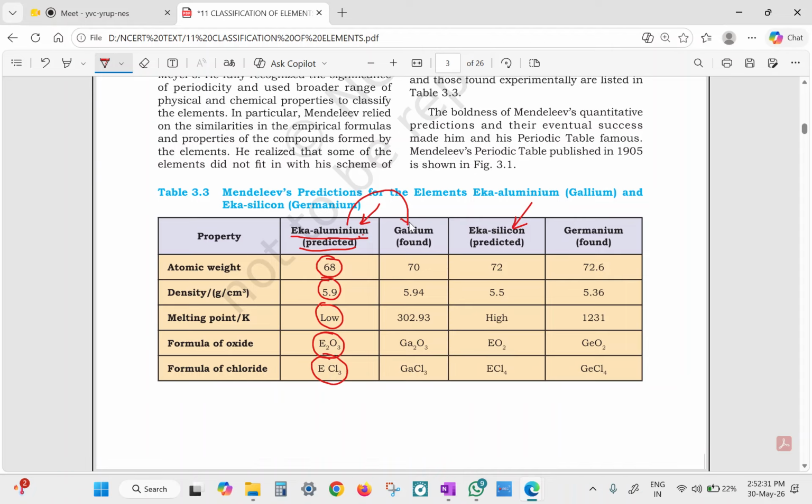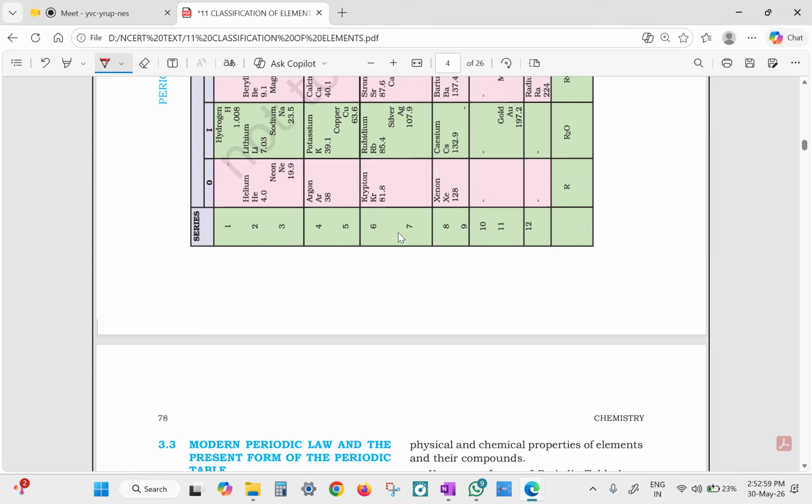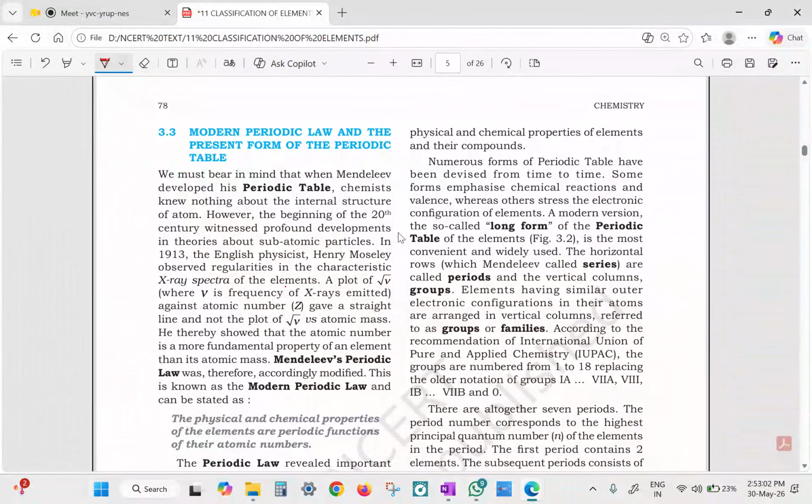Later on, the element was found out to be gallium. They identified an element and they named it gallium. And when the properties of the element were analyzed, the properties were very, very close to what Mendeleev had suggested. So this became one of the greatest achievements of Mendeleev's periodic table. So he proposed yet to be identified elements and their properties also, which became probably a cue for identifying new elements.